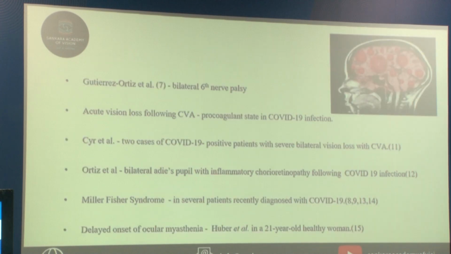Ortiz et al. reported a bilateral 6th nerve palsy following the COVID infection. And Sir et al. reported 2 patients with severe bilateral vision loss following the COVID infection. Ortiz et al. also reported a case of bilateral Adie's pupil following the COVID infection. Then Miller-Fisher syndrome and delayed onset of ocular myasthenia have also been reported in the literature.